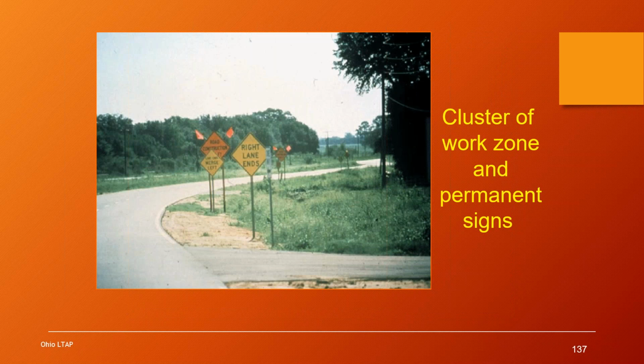And then here we have a cluster of work zone and permanent signs. And so your work zone signs don't really stand out here. So you want to do something else in this situation. Maybe you could put signs on both sides of the road, or use portable signs, or just adjust the location of this sign as best you can so that it stands out better.